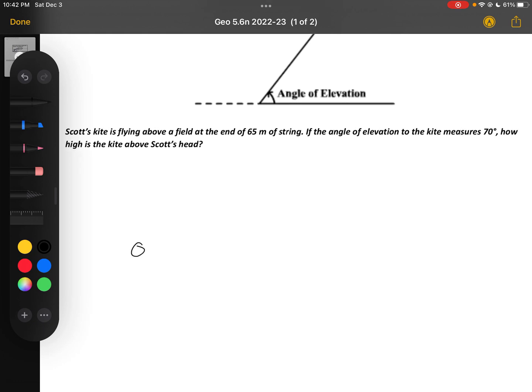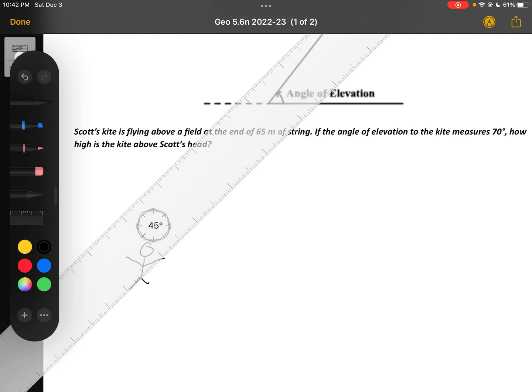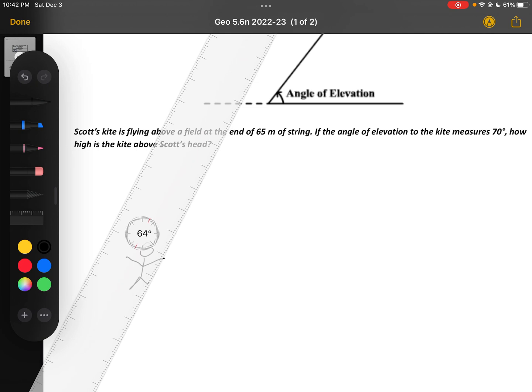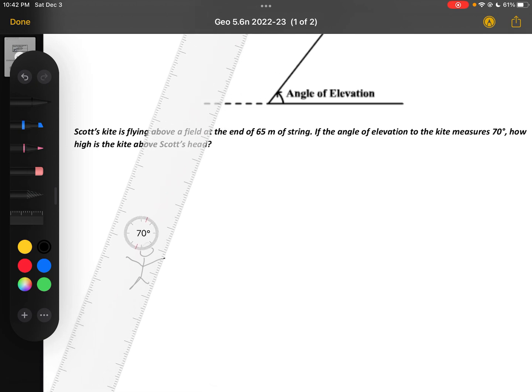So let's start off with this. Let's first draw Scott, and Scott's flying a kite. We know that this kite is 65. And second, our angle of elevation is 70, so we should do that first. So let's make this very high up in the air, 70 degrees. There we go. And we said 65, so we'll call that 65 there. And we'll also trace this down to the ground.